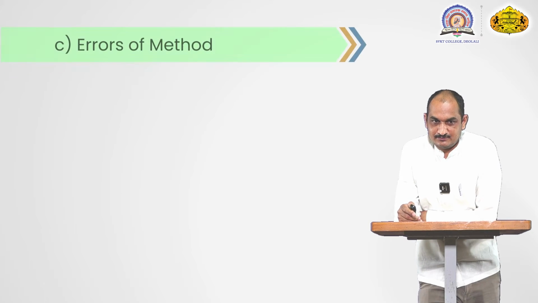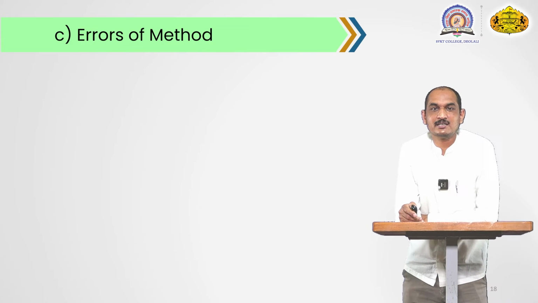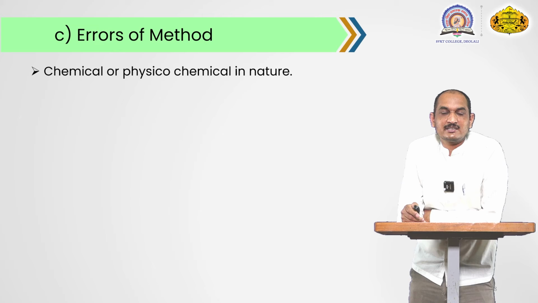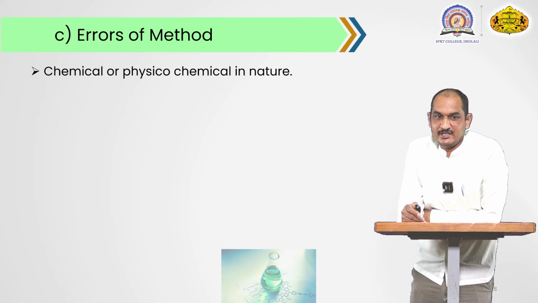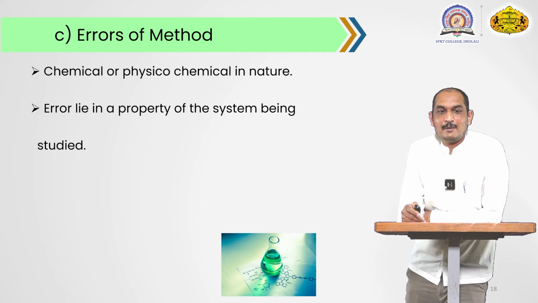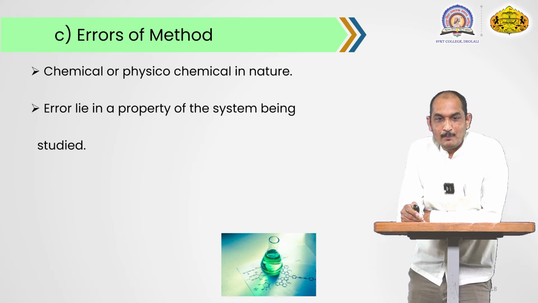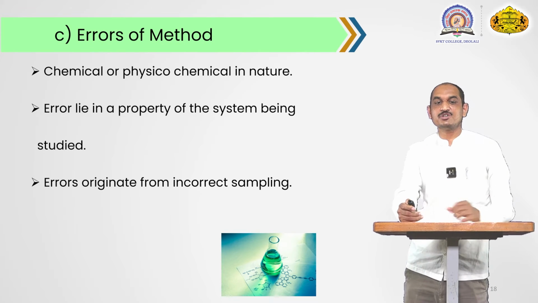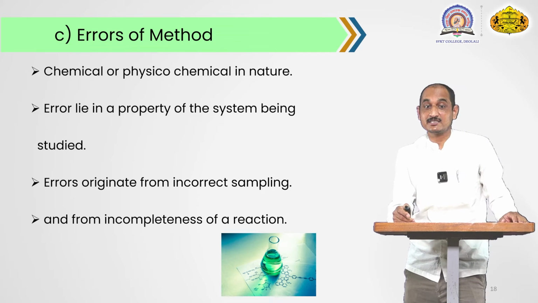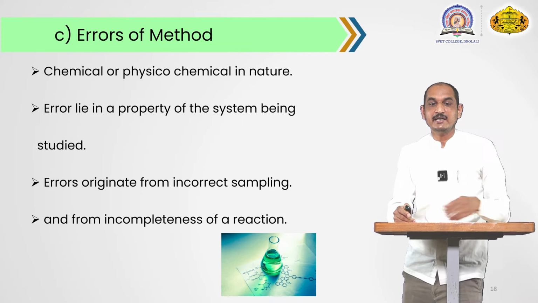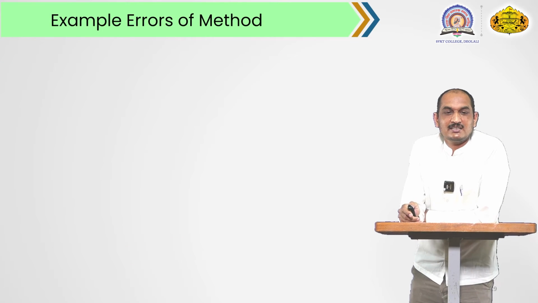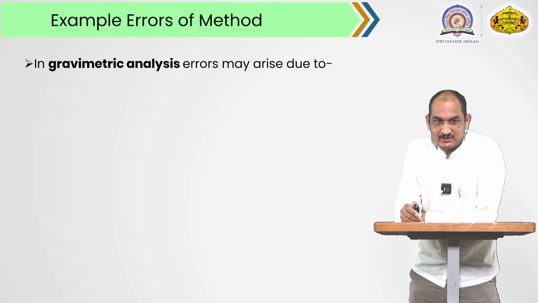Next type of determinate error is the errors of method. This type of error is chemical or physico-chemical in nature. This type of error lies in the property of the system being studied. Therefore, the errors originate from incorrect sampling and from incompleteness of reaction. There are some examples of errors of method.